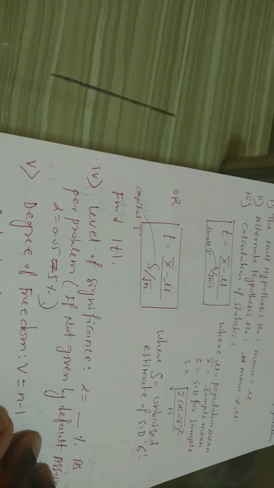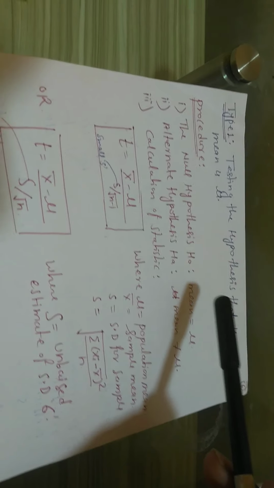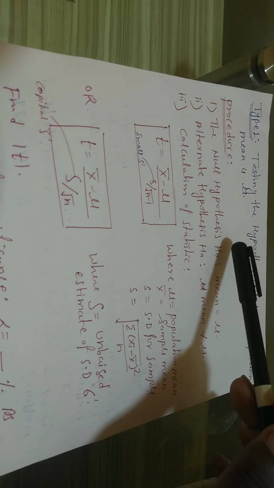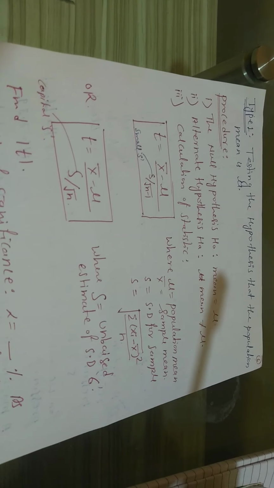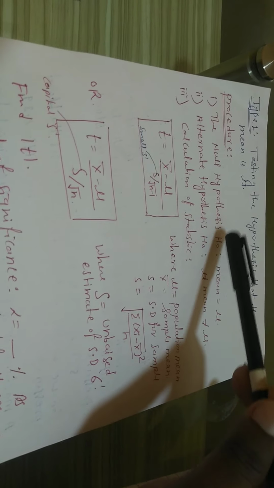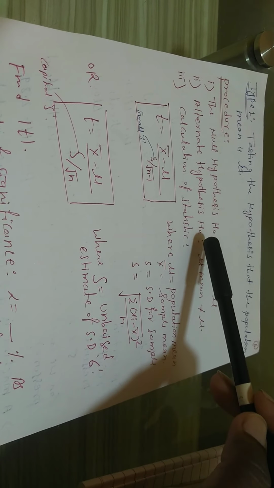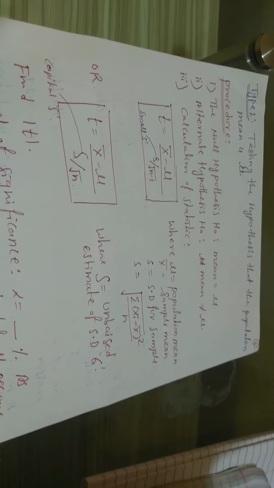So come to the procedure for type 1, testing the hypothesis that the population mean is mu. Learn here how we solve the problem. The first step is our null hypothesis. We have to fix the null hypothesis that our given population mean is correct, and the alternate hypothesis is the opposite, that the population mean is not correct.